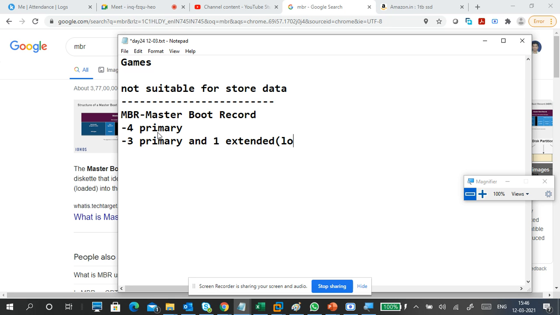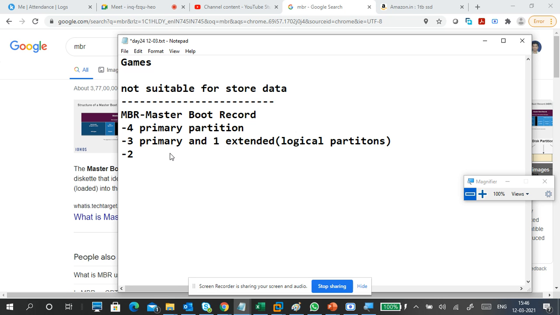In the extended partition, we can create logical partitions. So, four primary partitions, or we can create three primary and one extended partition. In one extended partition, we can create multiple logical partitions. Okay, that is the rule.